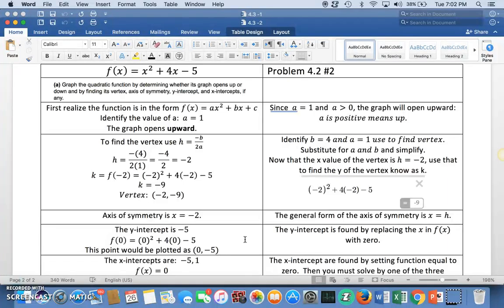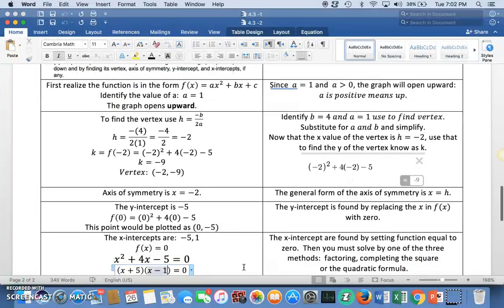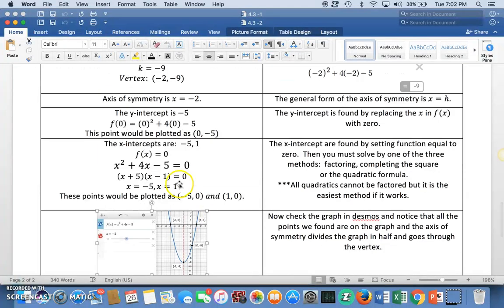Your x-intercepts are found by setting the function equal to 0. So we take the whole function, set it equal to 0, and you'll solve it. Whatever method you choose to solve, I always look for factoring first. Factors of x squared are x and x. Factors of 5 that have a difference of 4: 5 and 1, they need to have unlike signs, and the larger one needs to be positive.